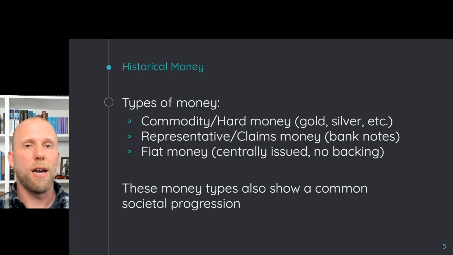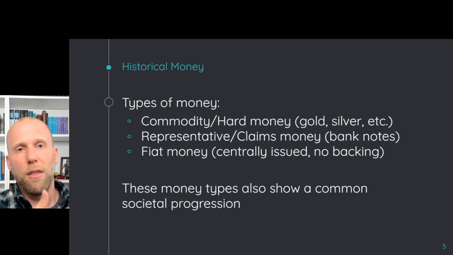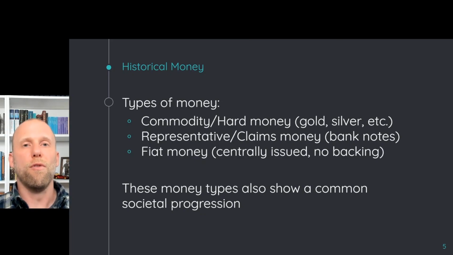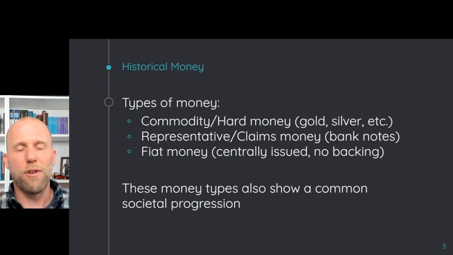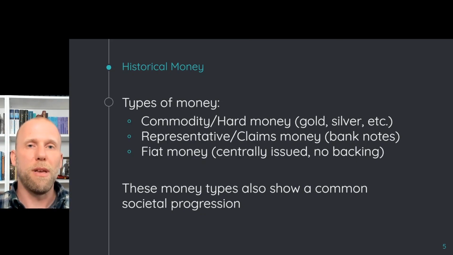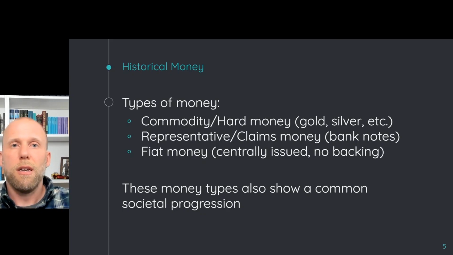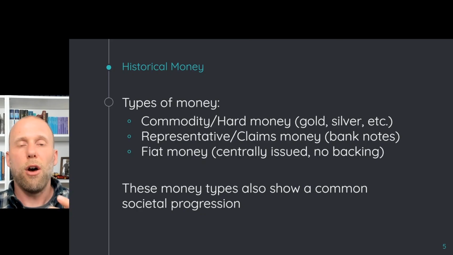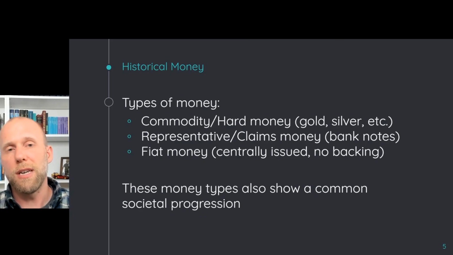So these money types show a common societal progression. We've seen this progression play out over time worldwide. It's not always exactly the same, but this is the direction things trend over time. It's from the commodity money to the representative money, then to the fiat. And we're going to go through how that's played out in the United States in a minute, but you can see how step 1 to 2 makes sense in the sense of trying to help continue to improve the economy and society.